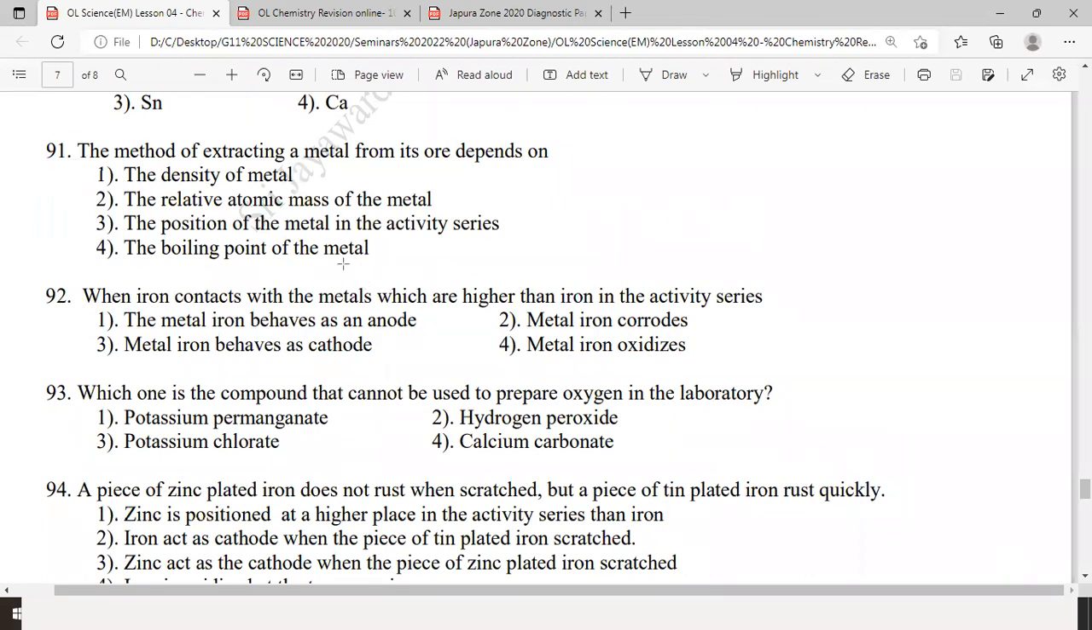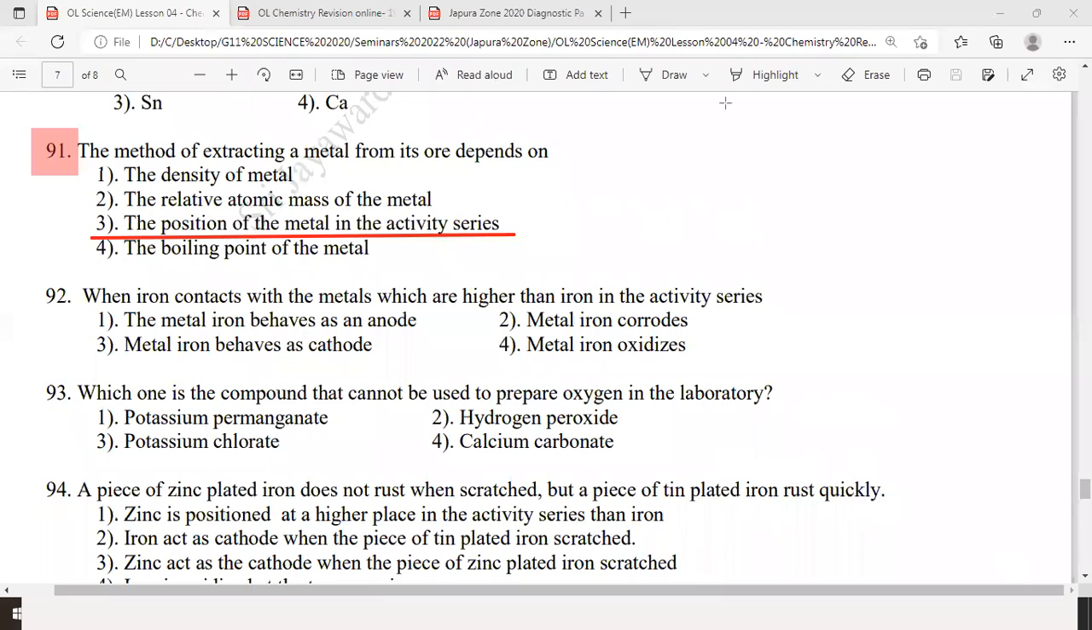Yes, any volunteers who can give the answer for question number 91? Depends on the position of the metals in the activity series. Answer 3. The method of extraction depends on the position of the metal in the activity series. Very good, those who replied on chat. Ravin, very good, your answer is correct.